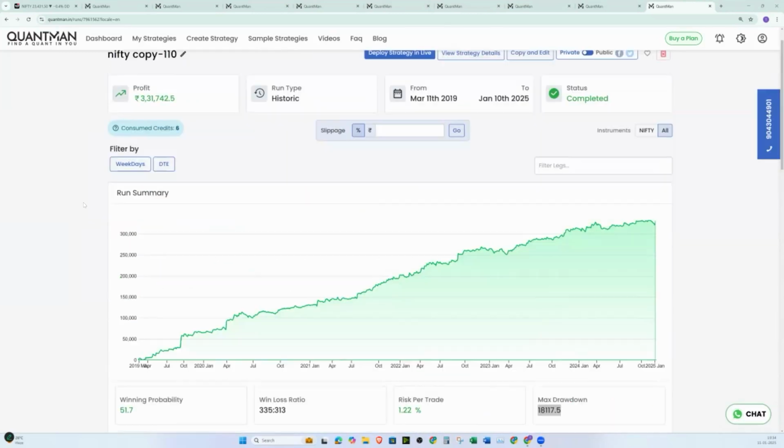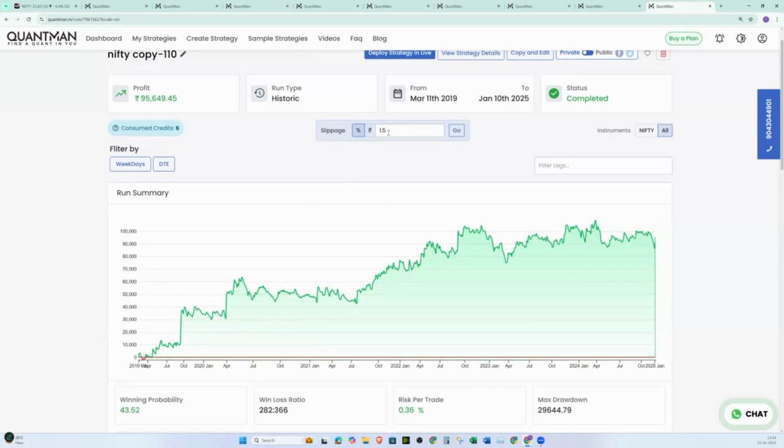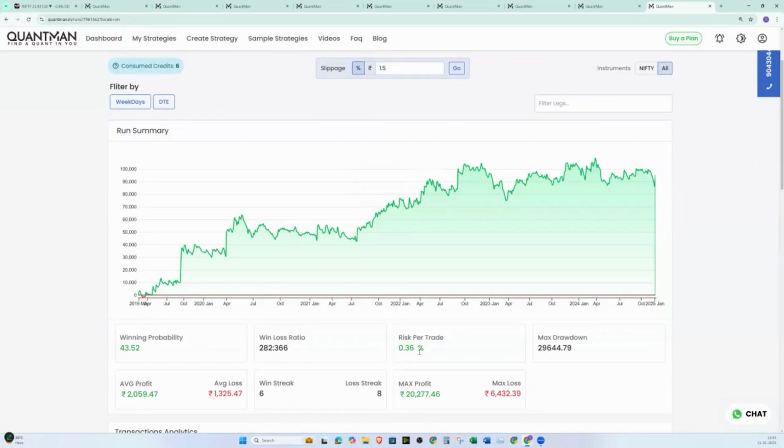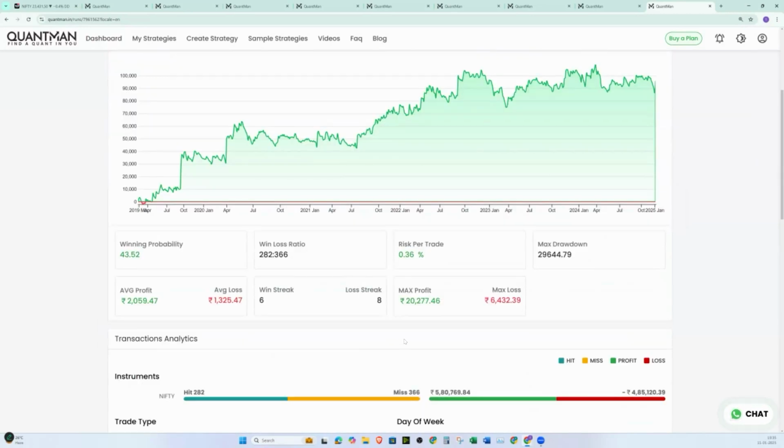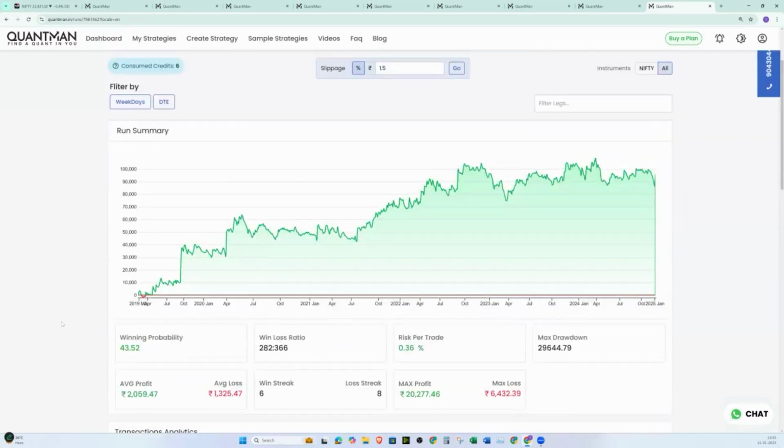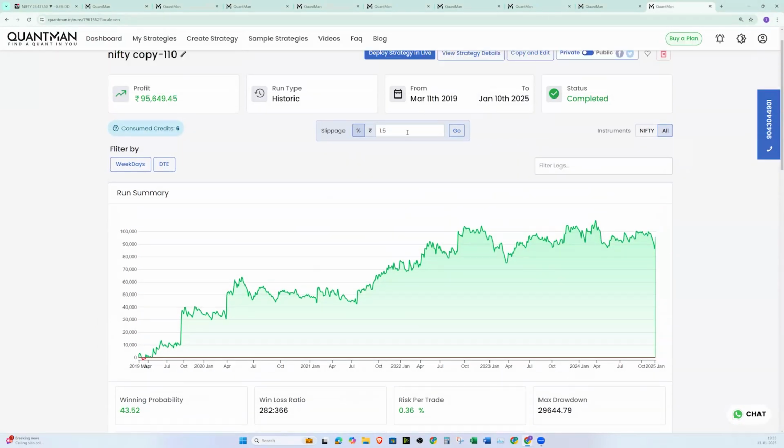But we cannot assume only from this that the strategy will perform, because in Quantman the backtest is on signal price. But in our broker trading account, it is calculated on traded price, so we end up with slippage. So we give 1.5% slippage. When you give 1.5% slippage, it will show the overall performance. Everything reduced. Now we need to improve even more by adjusting some other indicators and criteria. Now I improve even more by adjusting conditions.